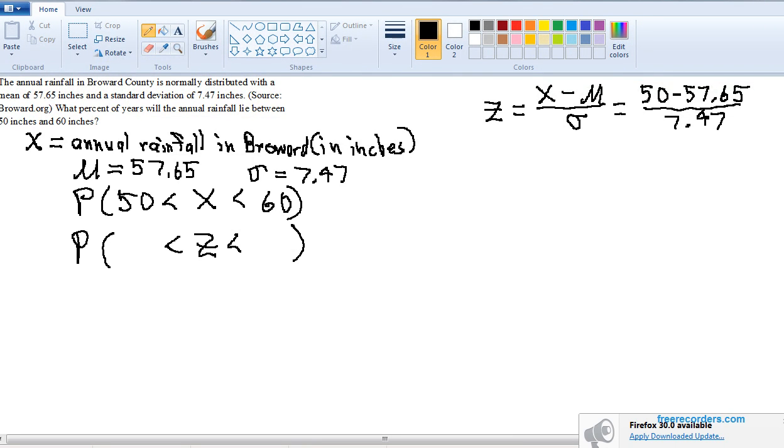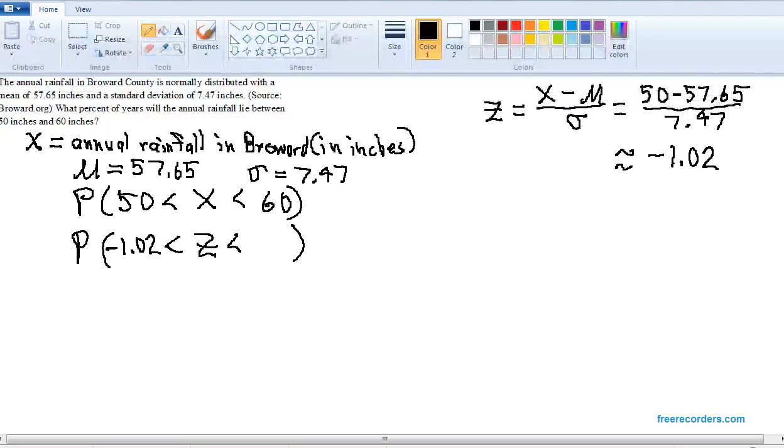Now here you're going to get a long decimal, and at this stage of the problem we always want to round off to 2 decimal places because our normal table only goes to 2 decimal places, so I get negative 1.02. That is going to be the z-score on the left.